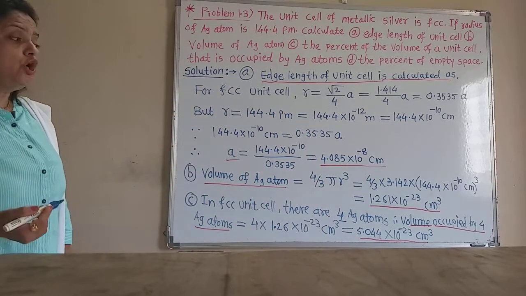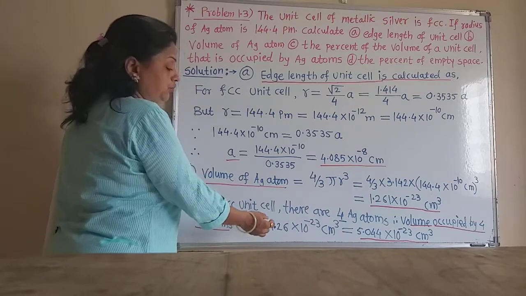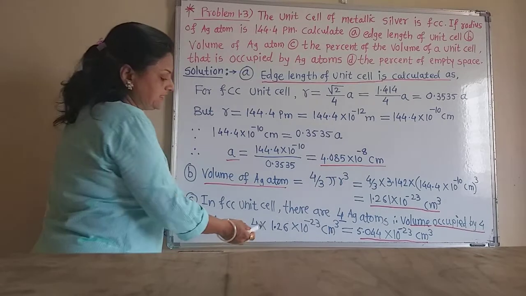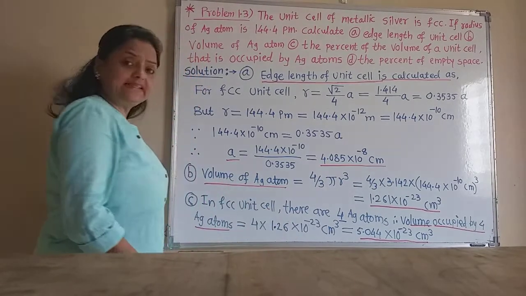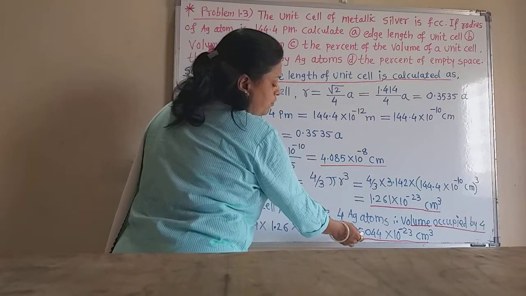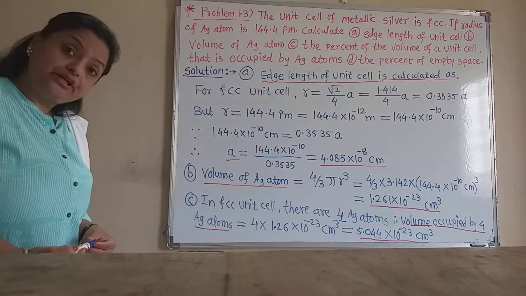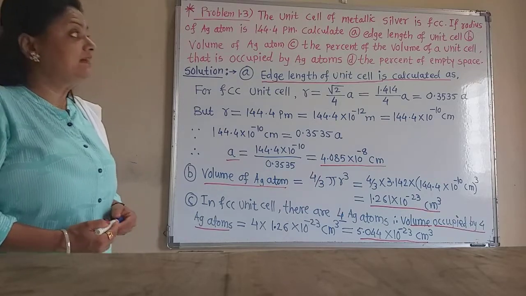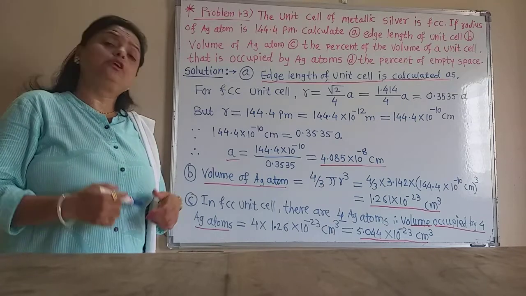Therefore, the volume occupied by the 4 silver atoms is equal to 4 into the volume of one atom of silver, that is 4 into 1.261 into 10 raised to minus 23 centimeter cube, and this value comes nearly about 4.044 into 10 raised to minus 23 centimeter cube. Now this is the volume occupied by the particles in the face centered cubic unit cell of silver.